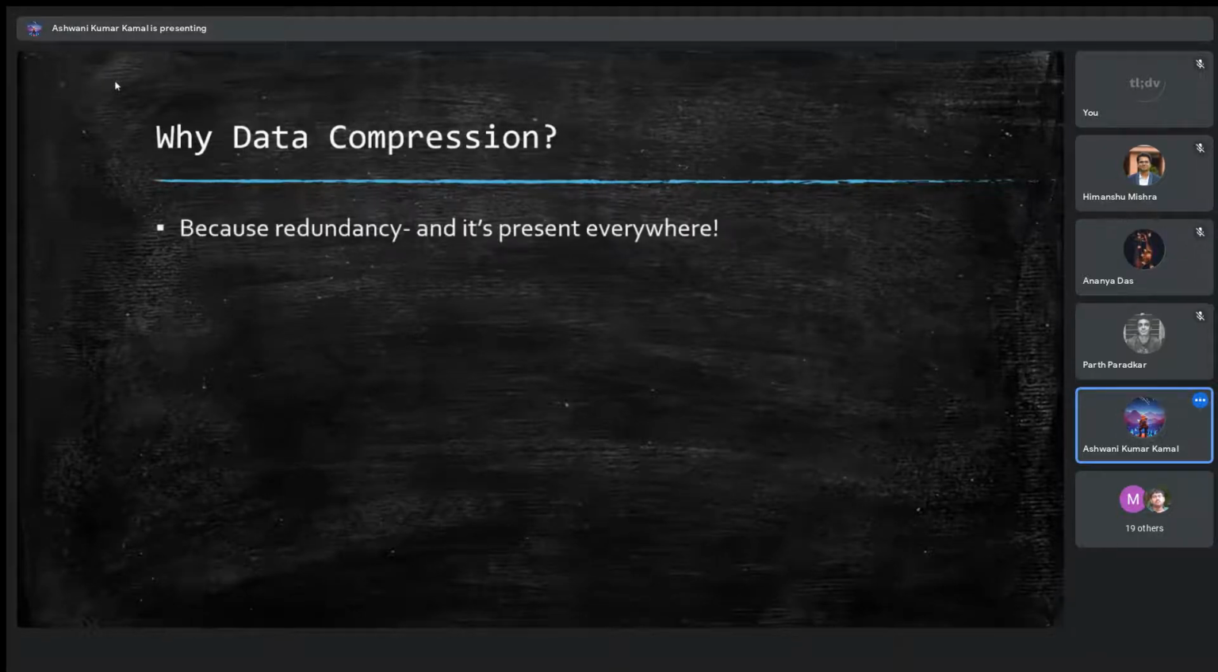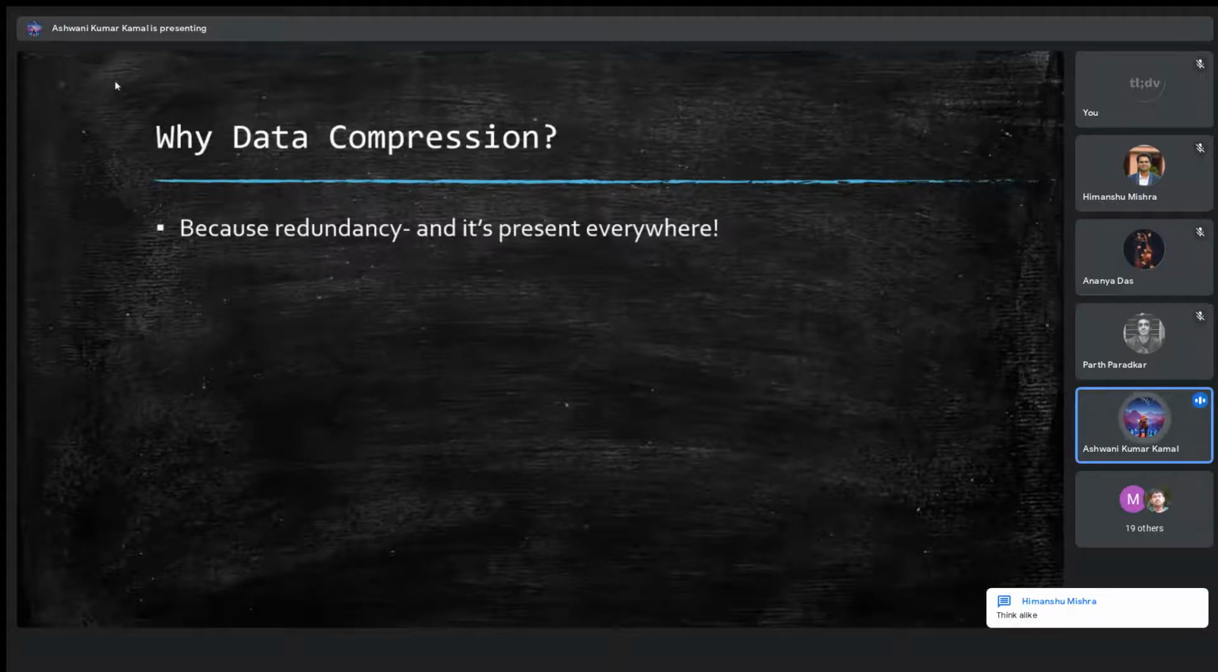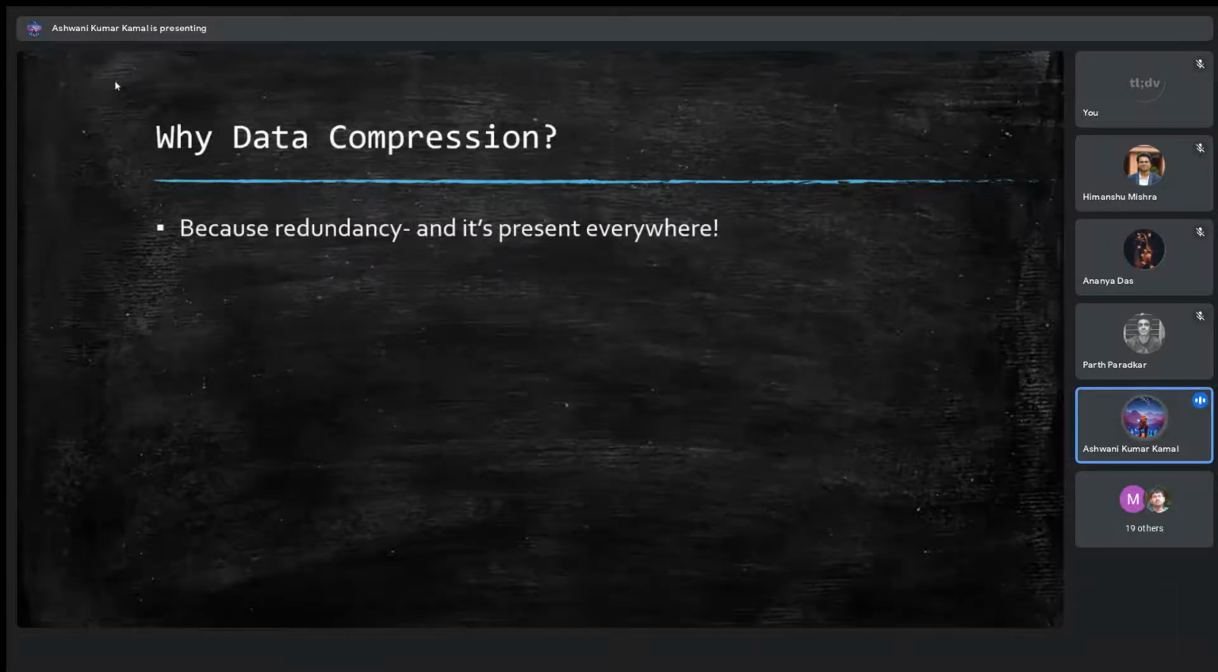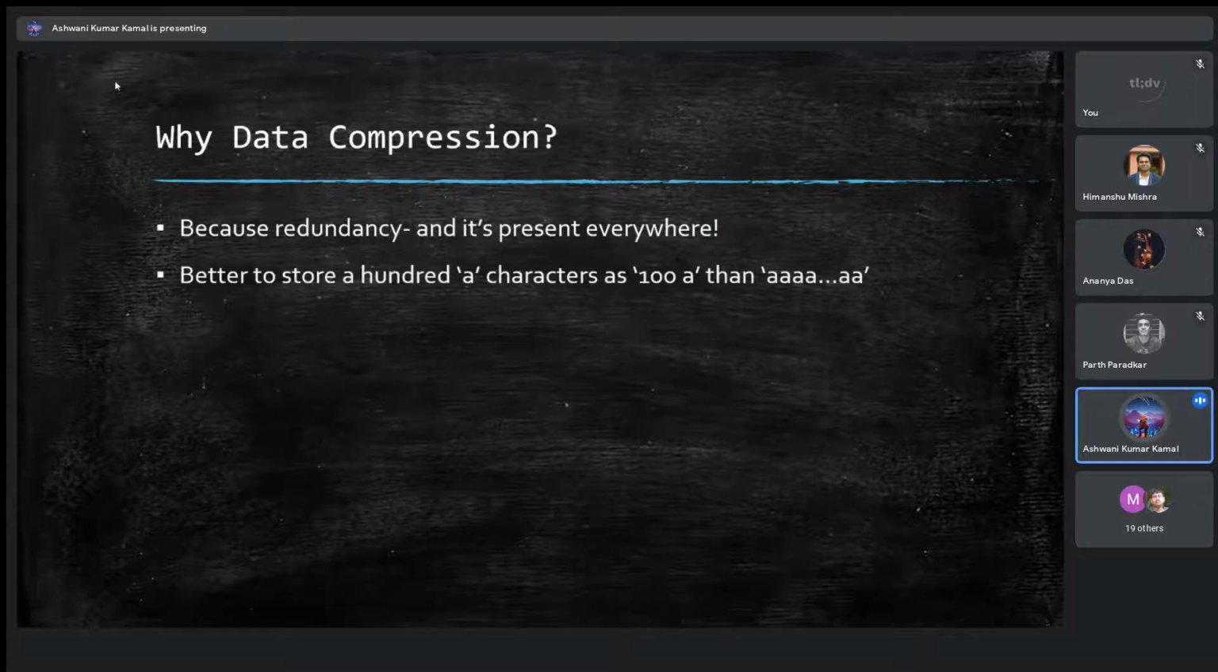The thing we'll be exploiting in data compression is redundancy, because it is present everywhere. We have this tendency of using the same data again and again in a document or anywhere else.